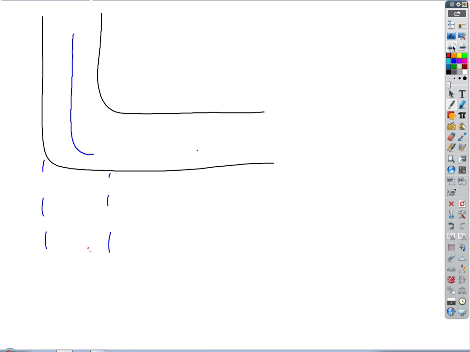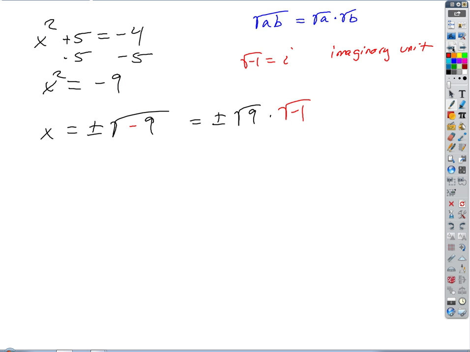So once again, just a little example of why, even though this is an imaginary number, it's really not. I mean, that's a bad name. It's just a different kind of number. It's just as valuable. Yes?